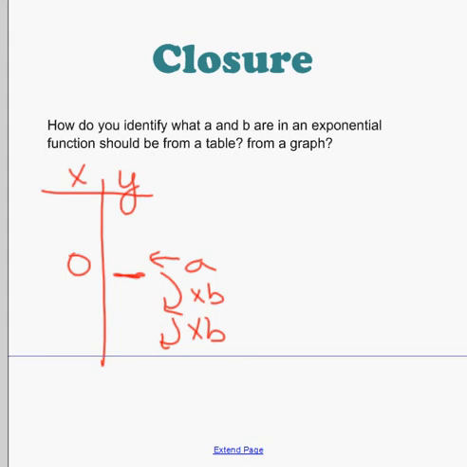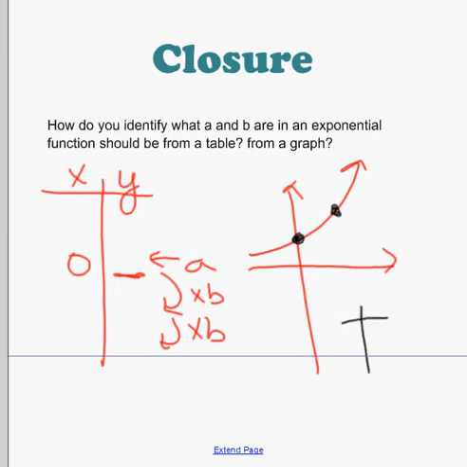From a graph, your a value is going to be wherever the graph crosses the y-axis. In other words, wherever x equals 0. In order to identify b, you need to identify more than one point. Again, make an x and y table, and then you're going to have to divide the y value by the previous y value to get the b value.